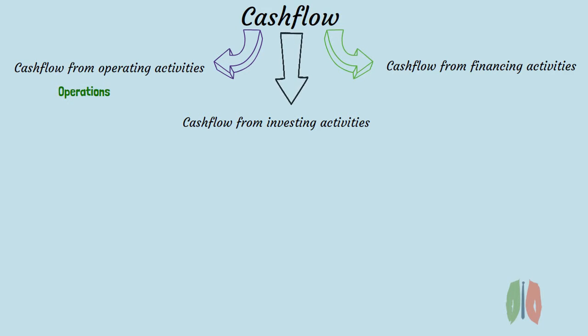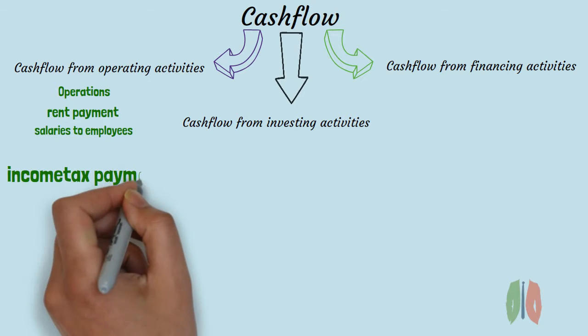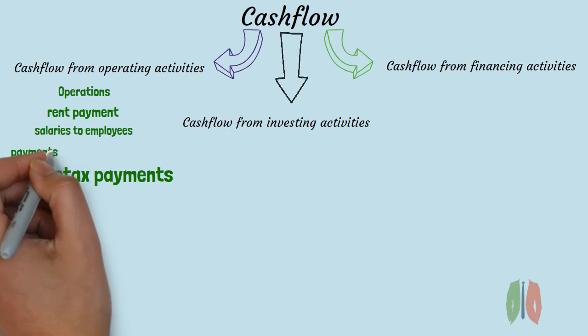If we take Sequent Scientific, it is in the business of selling APIs and FDFs. So the money which they generate by selling APIs and FDFs will be coming under the cash flow from operating activities. It includes interest payments, salary and wages to the employees, rent payments, income tax, and receipts from sales of goods and services, etc.